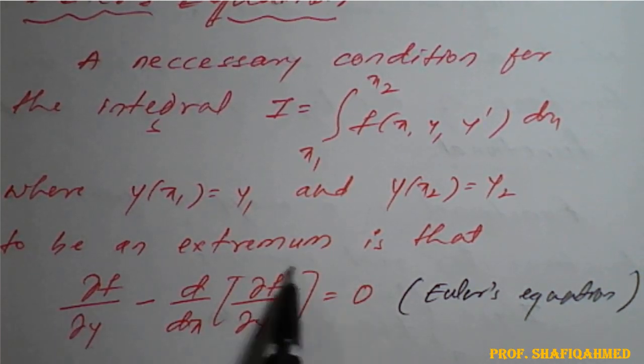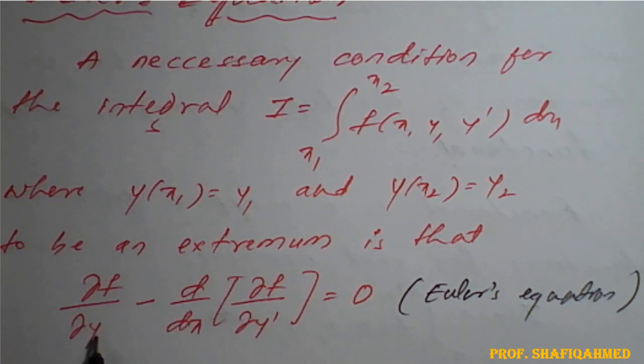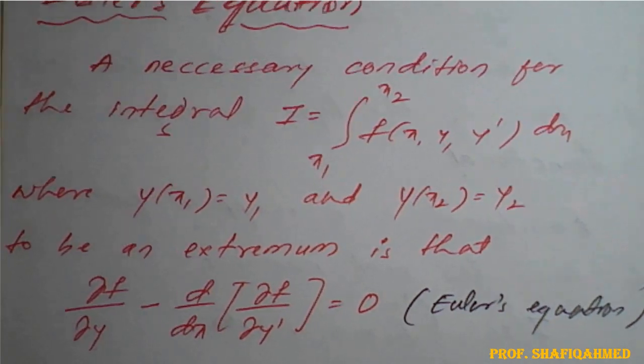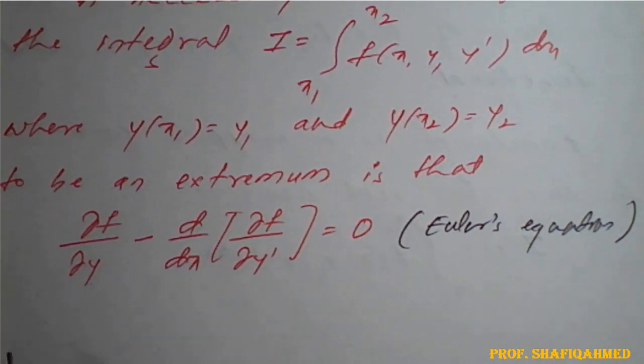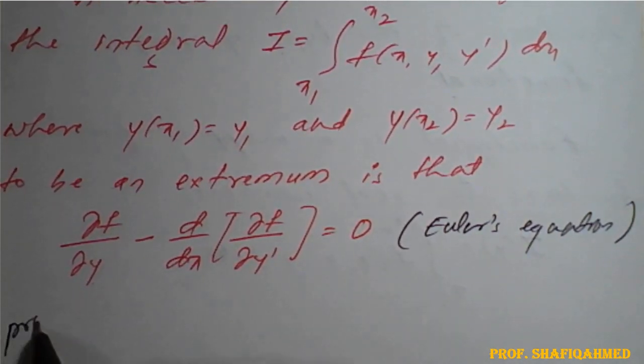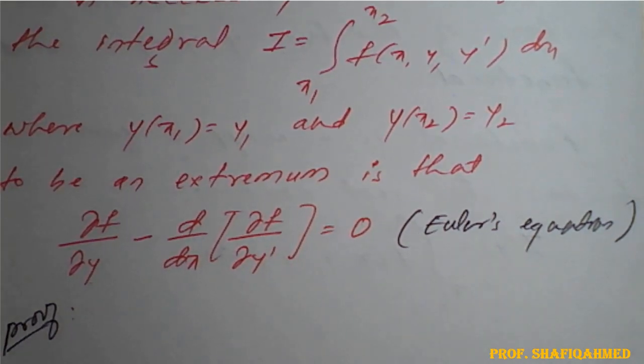So this is the statement. Dou f by dou y minus d by dx of dou f by dou y dash equal to 0 is nothing but Euler's equation, and we need to prove this. So we'll see the proof of this Euler's equation now.